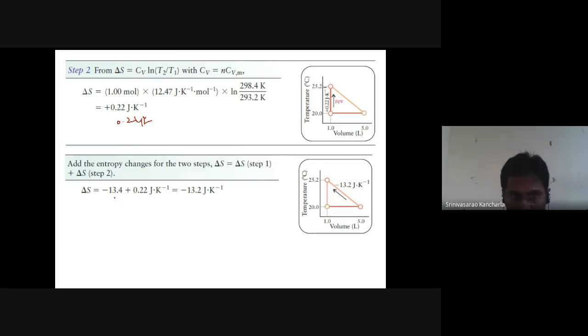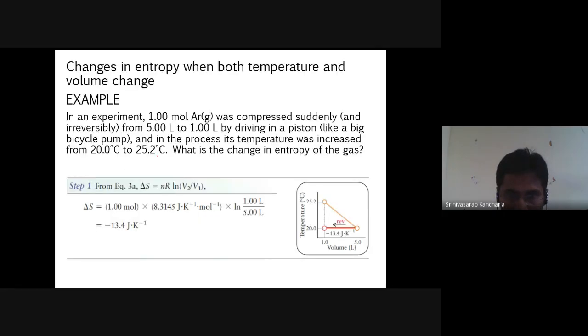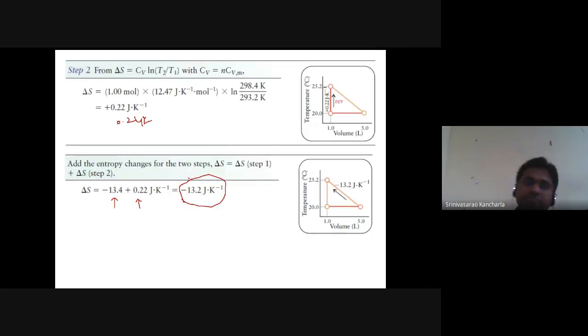So the overall entropy is the sum of the change due to volume and the change due to temperature. Overall, what you are getting is that the total entropy is decreasing. That means the entropy change due to volume is more than the entropy change due to temperature. What is the temperature change? 22 degrees, and the volume change... 5 degrees centigrade. So that's how you need to calculate when you have both.